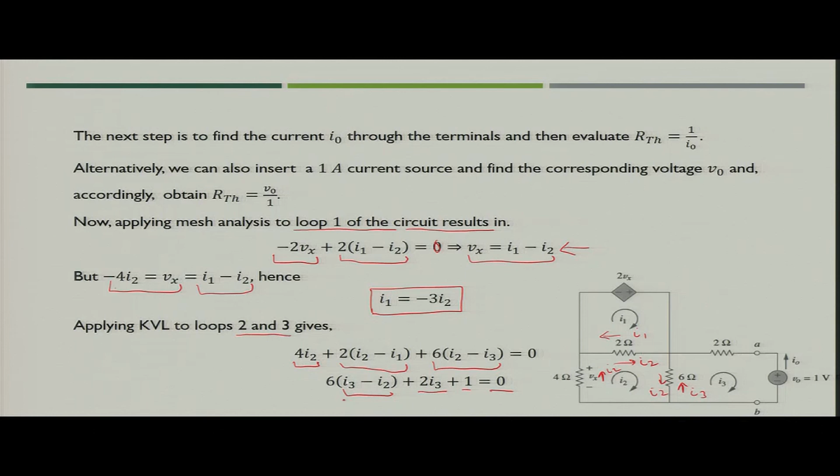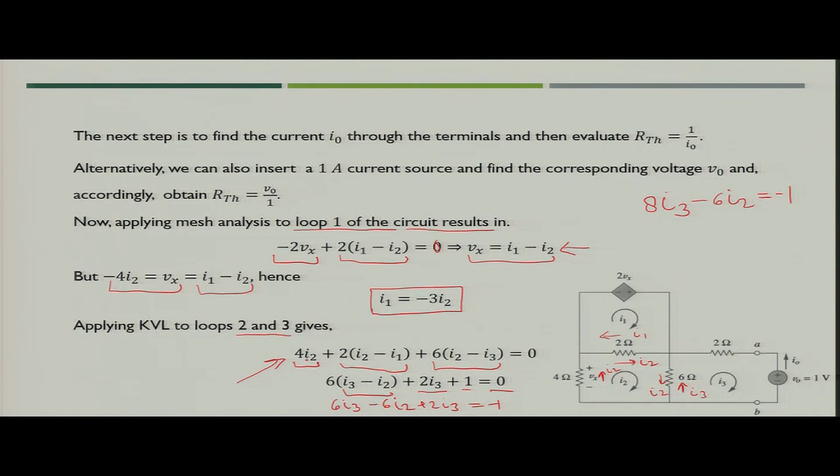Now, if you see this equation, if you simplify, that is 6 I3 minus 6 I2 plus 2 I3 is equal to minus 1. So, if you simplify, this will become 8 I3 minus 6 I2 is equal to minus 1. Now, if you simplify this equation, what you will get?